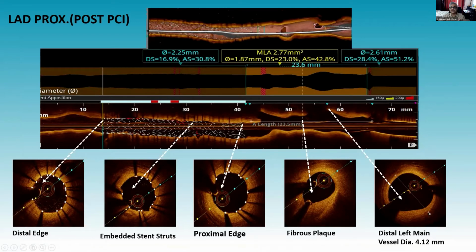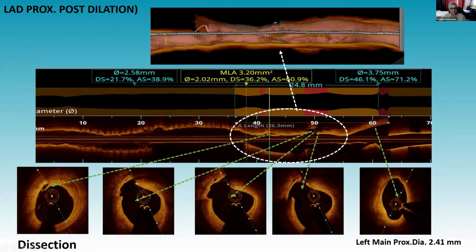You can also see the diagonal ostium. You can also see the ostium of the circumflex. Here you can see all the dimensions, wherever you want to see whether there is dissection because of your post-dilatation, all the MLAs, all the diameters, everything. And this is the tightest part, showing a left main proximal diameter of 2.41. So left main can be seen.